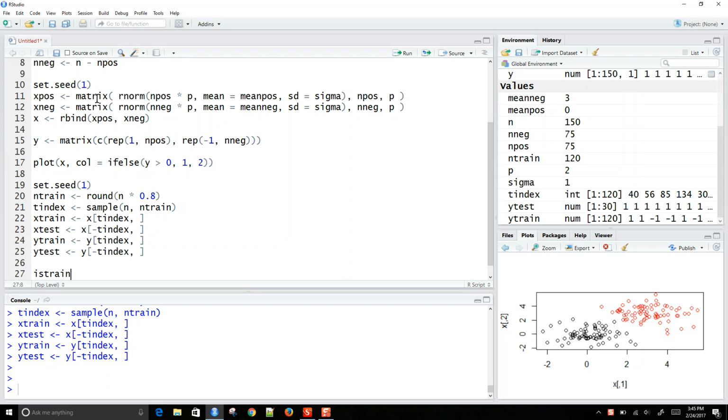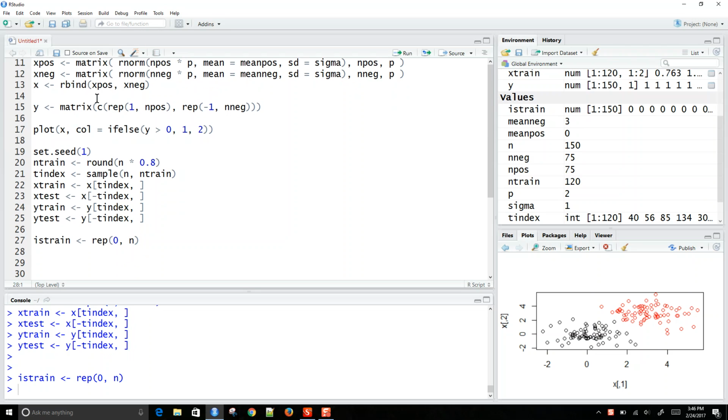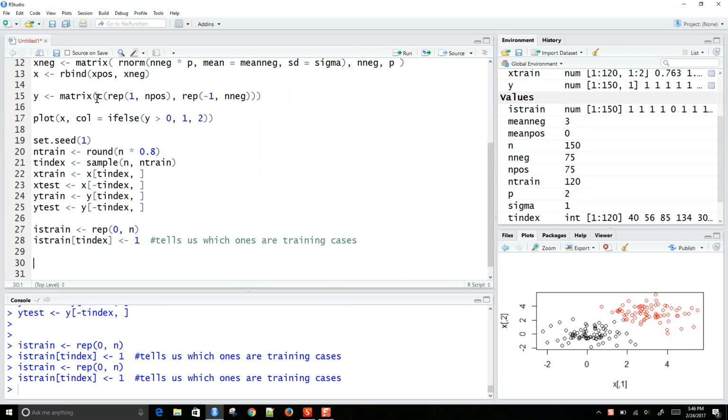Okay, and then we're going to just create a vector called is train. We're going to repeat 0 n times. Okay, and then this is a training one, so we'll do the train index for those. We're going to set this equal to 1. Okay, so this just tells us which ones are training cases.